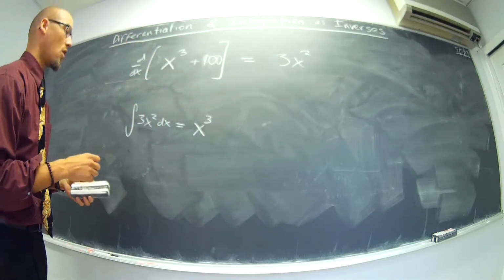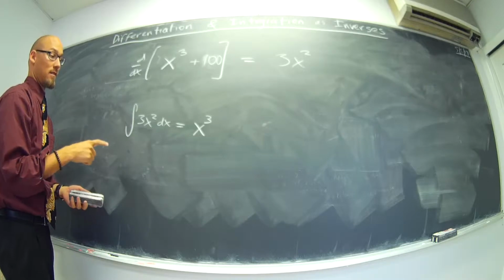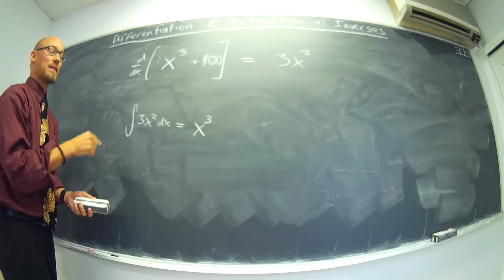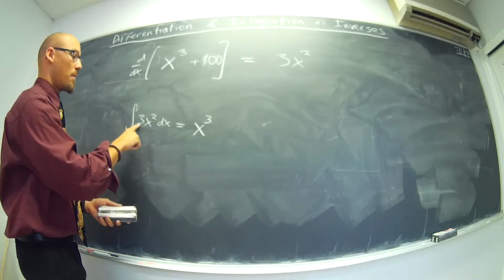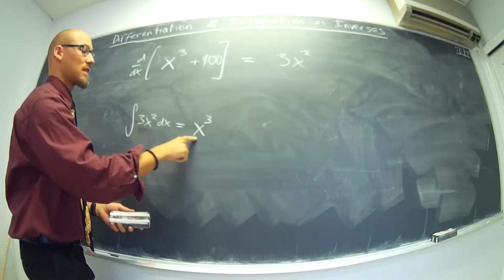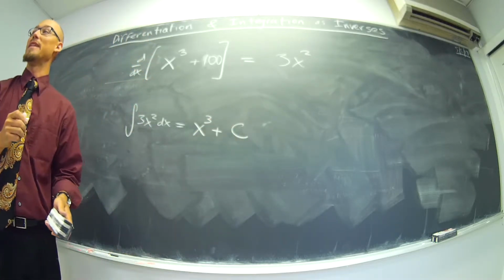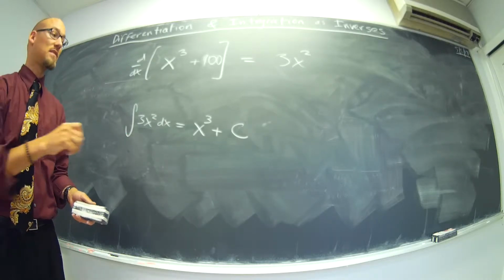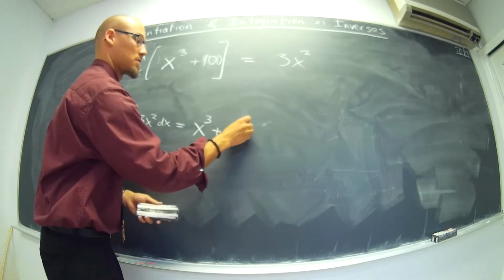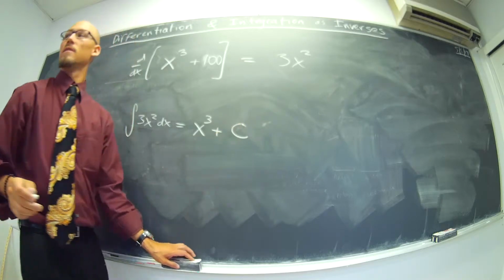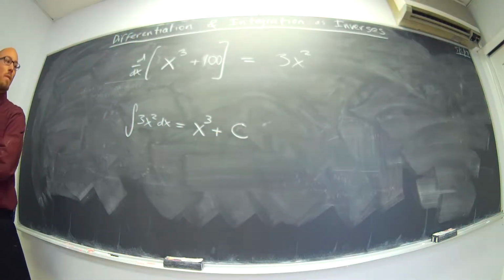And so when we take the indefinite integral, we have to say here's the integral plus a constant of integration. Wait, hold up. Where are you getting the x cubed?